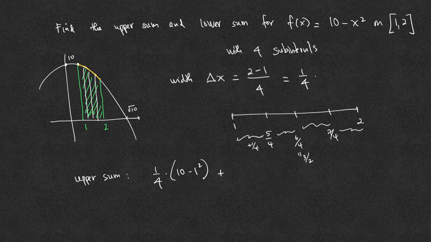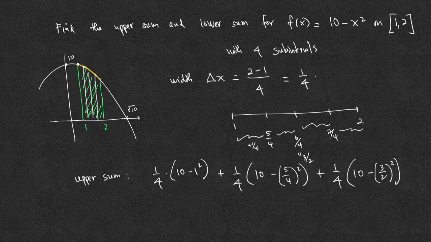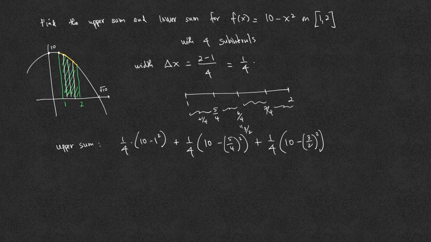The next rectangle has a width of 1/4 and the highest height is at the left endpoint, which is 5/4. So this is 10 minus 5 over 4 squared. The next rectangle has a width of 1 over 4 times the height. The height is 10 minus, this time, 3 over 2 squared. And we still have one more because there should be 4 terms.